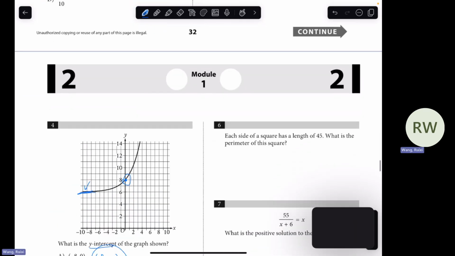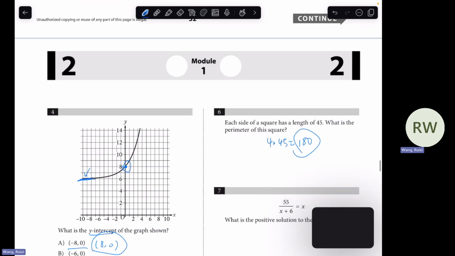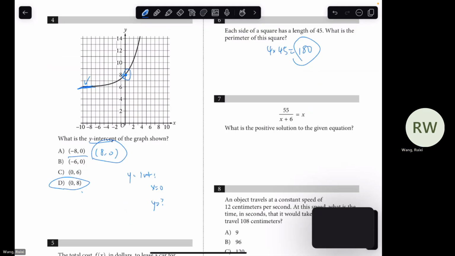Each side of the square is 45. The perimeter is just 4 times the side, which is 180. Again, make sure you do the calculation correctly.